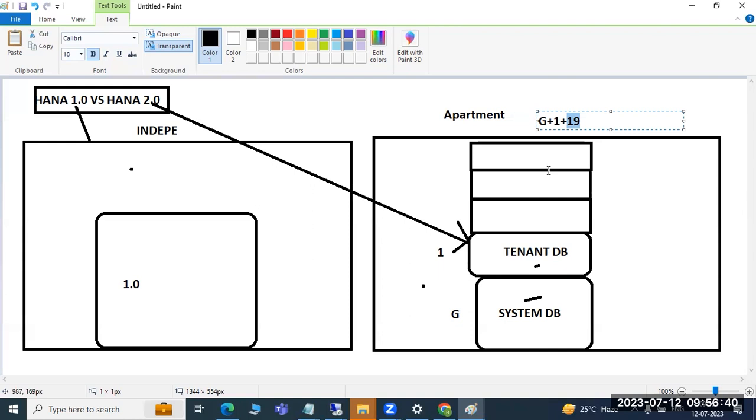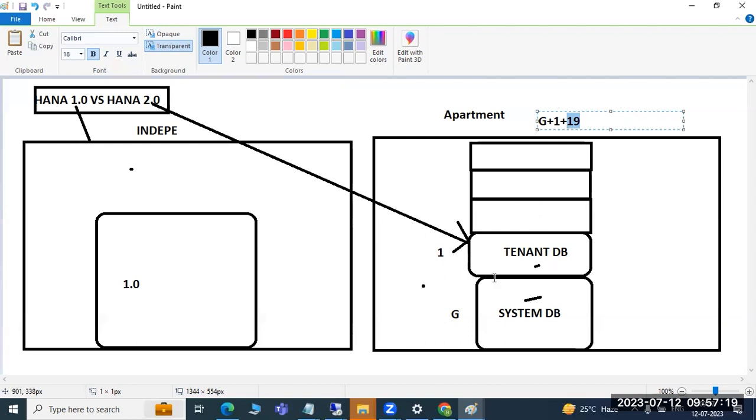Ground floor is only one, right? But the number of floors we can build: +1, +2, +3, +4, like that. First floor, second floor, we can build it. Like you grow tenant 1, tenant 2, tenant 3, like that. That is the tenant concept. They have introduced the same concept: tenant DB1, tenant DB2, 3, 4, right?